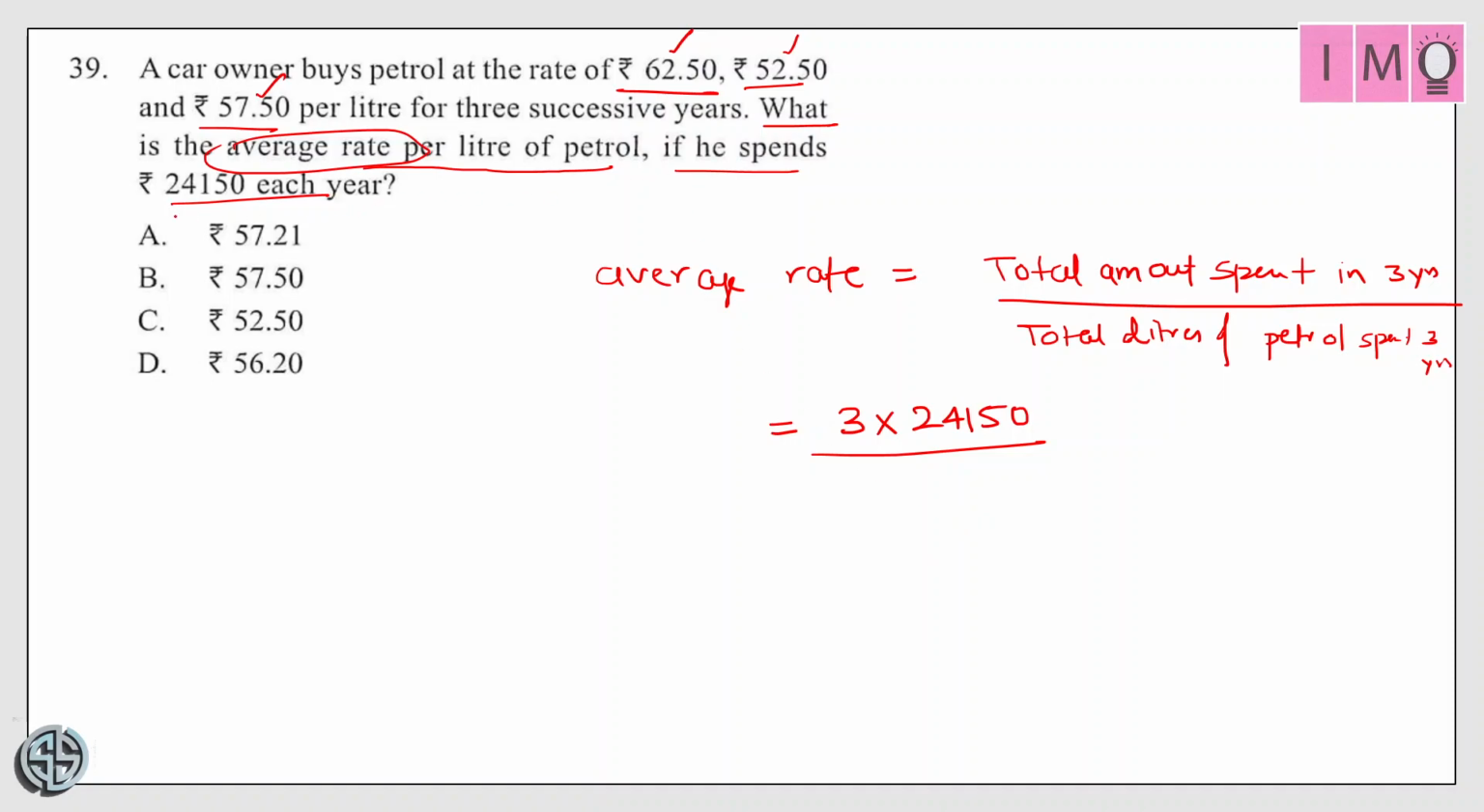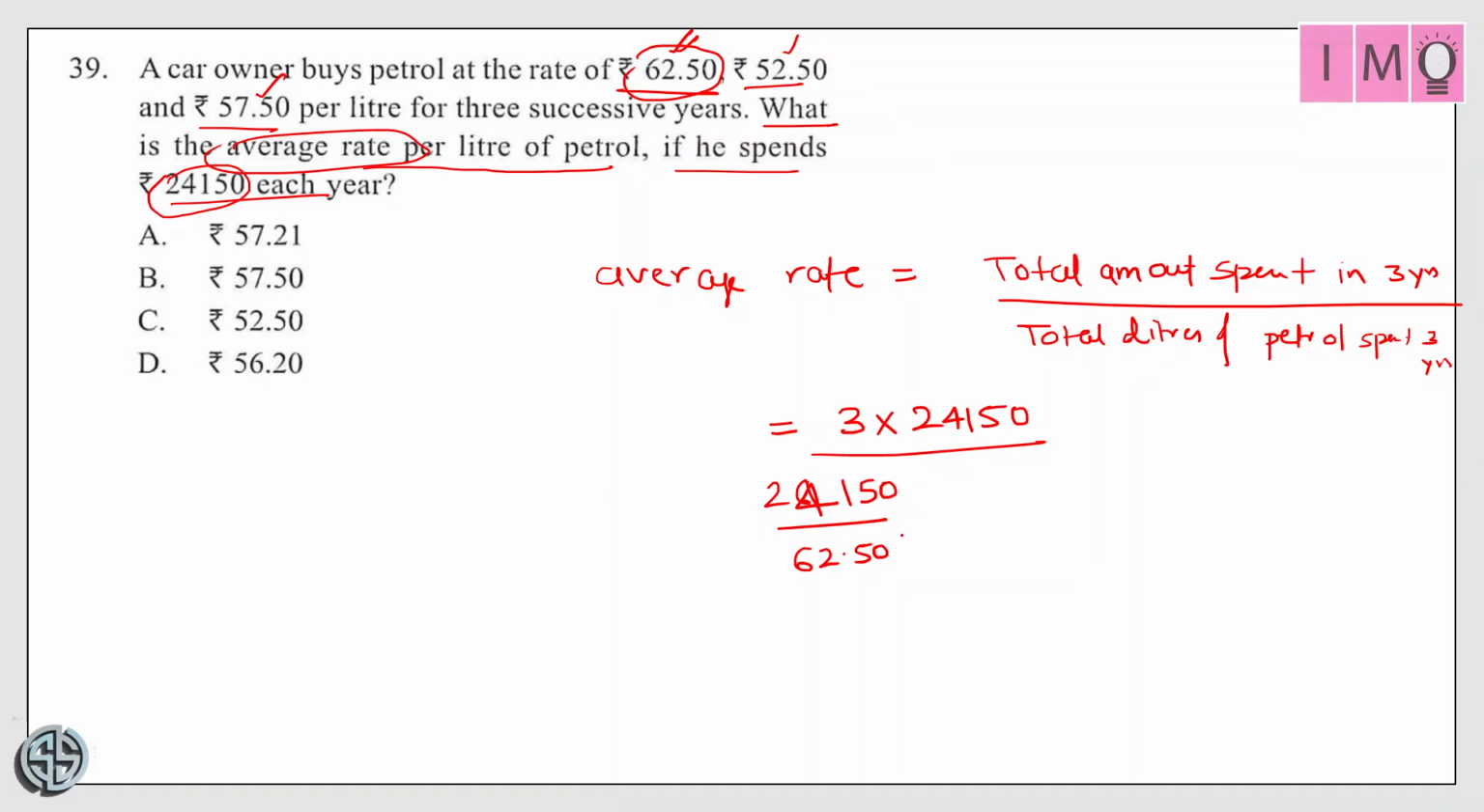So you can see each year he is spending that much amount at the given rate. For the first year, he is spending 24150 at the rate of 62.50. So we can easily find how many liters of petrol he must have consumed in the first year. That will be equal to 24150 divided by 62.50. This is the rate of the petrol, and that much amount he has spent in that year.